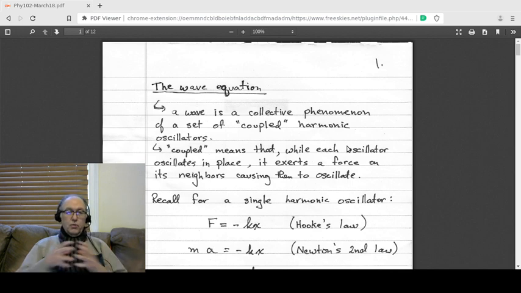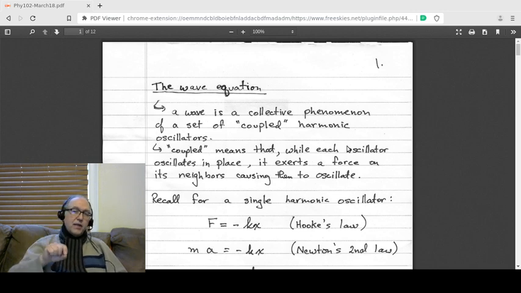Let's start. A wave is basically a collective phenomenon. It isn't just one object doing whatever motion it does. It's actually a bunch of objects, or a collection of harmonic oscillators. If you're thinking of a string, you can think of every point on the string as being an oscillator. And what does the oscillator do? It's going to oscillate in place.